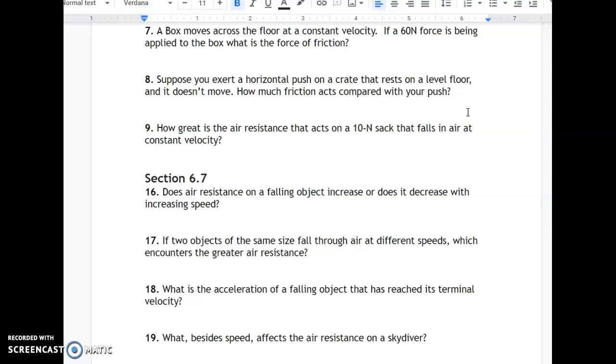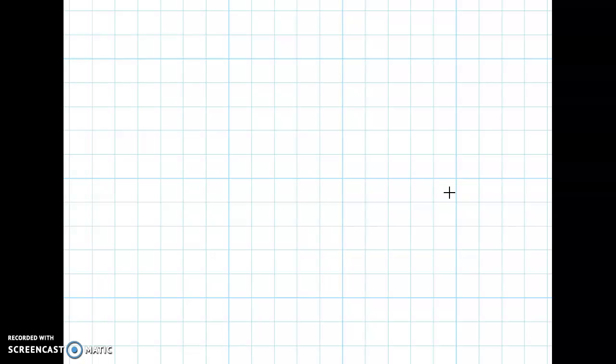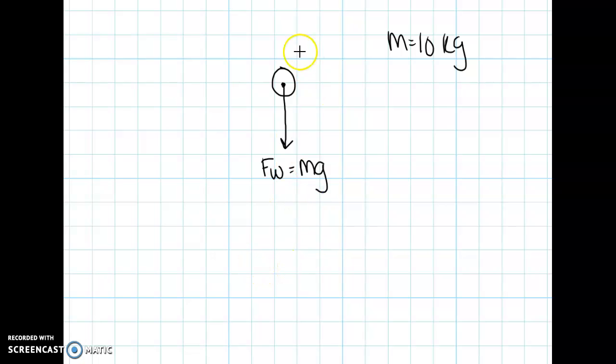So number 9, how great is the air resistance that acts on a 10 Newton sack that falls in air at a constant velocity? So if we were to draw a picture, let's just use a ball. And the ball's mass is equal to 10 kilograms. And we know that the ball is being acted upon by its weight, so it's being affected by gravity. So Fw equals mg. So we also know that this is in the presence of air resistance. So air resistance is also going to have an effect on this ball, so I'm going to label it as Fr.